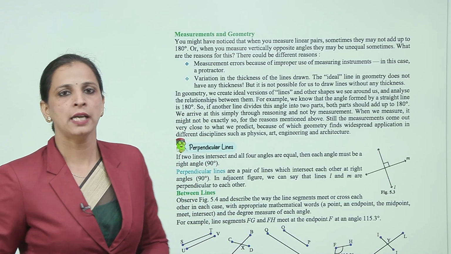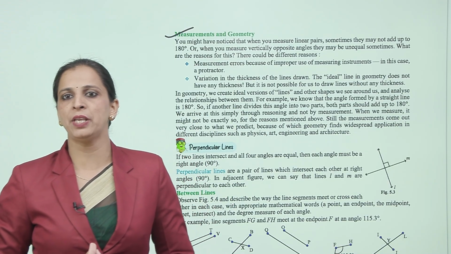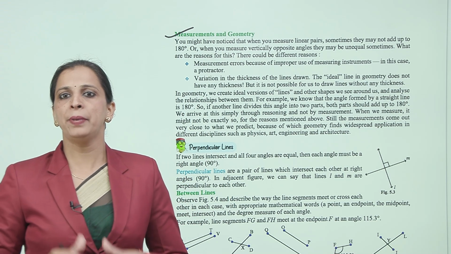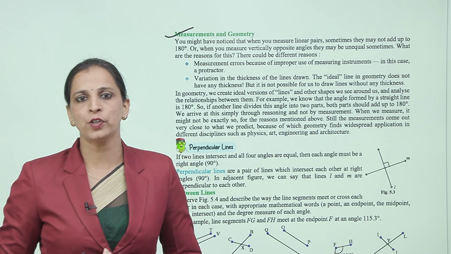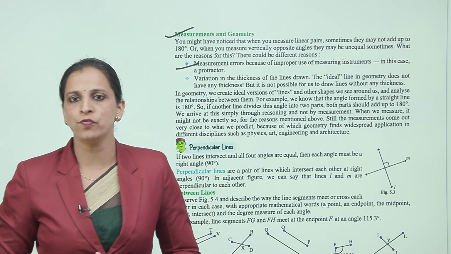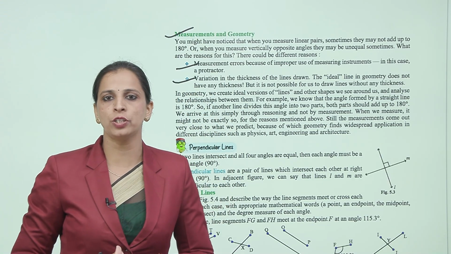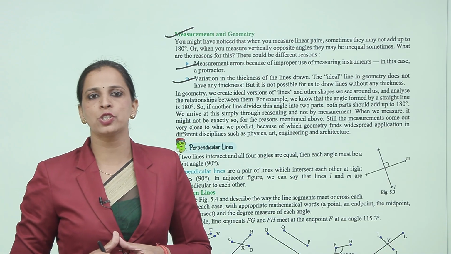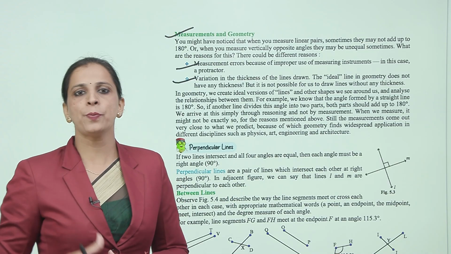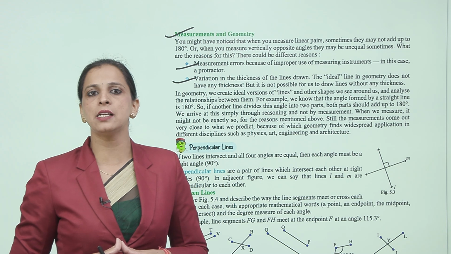Now, measurement and geometry. You might have noticed that when you measure linear pairs, sometimes they may not add up to 180 degrees, or when you measure vertically opposite angles, they may be unequal sometimes. What are the reasons for this? There could be different reasons. First, measurement errors because of improper use of the measuring instrument, in this case a protractor. Next, variation in the thickness of the lines drawn. The ideal line in geometry does not have any thickness, but it is not possible for us to draw a line without any thickness. In geometry, we create ideal versions of lines and other shapes we see around us and analyze the relationship between them.